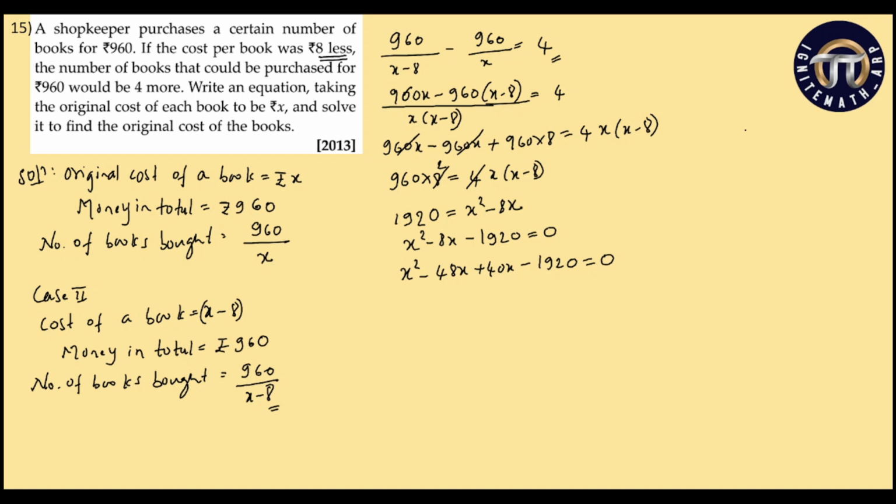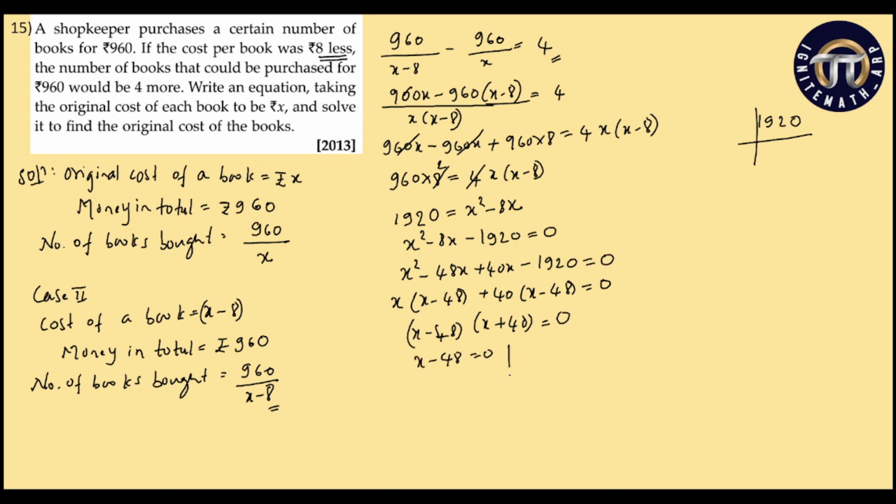How do I get the factors so quickly? I showed you in the previous many examples: prime factorize and find the combinations. So x is taken common, x minus 48, plus 40 taken common, x minus 48, is equal to 0. So x minus 48 is one factor and x plus 40 is the other factor. By the zero product rule, x minus 48 is equal to 0 and x plus 40 is equal to 0. Clear, children? So x is equal to 48 and x is equal to minus 40.